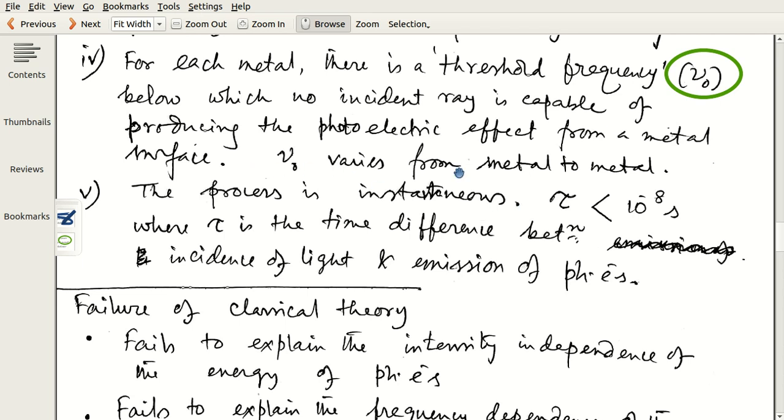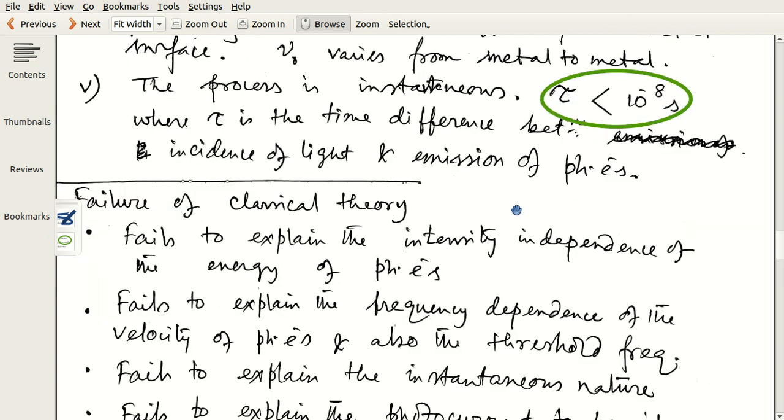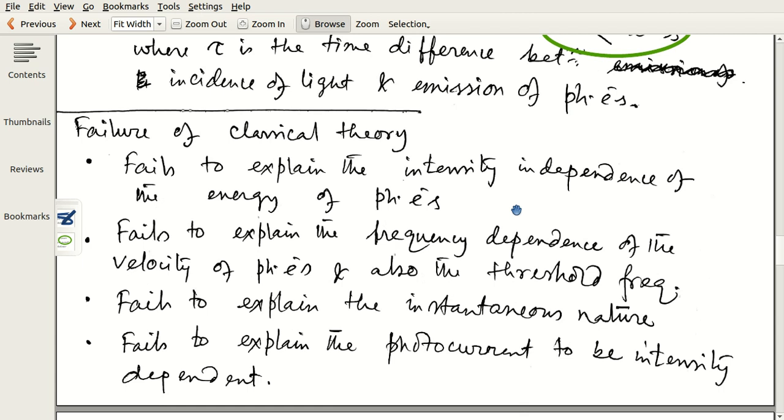Note that nu 0 varies from metal to metal, and this process, the photoelectric effect, is instantaneous. If tau is the time between incidence of light and emission of photoelectrons, then tau is less than 10 to the power minus 8 second. And as these were experimental facts, people tried to develop the theory behind them.